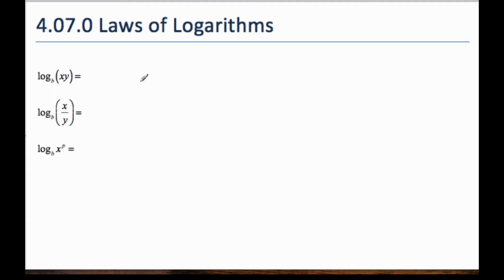Okay, it's Mr. Robster. We're going to do a video here on laws of logarithms, and we have three laws here. I'm not going to actually prove them to you, but I'm going to rationalize them away, and in a second video, if you want to see a proof, then I'll show it then.